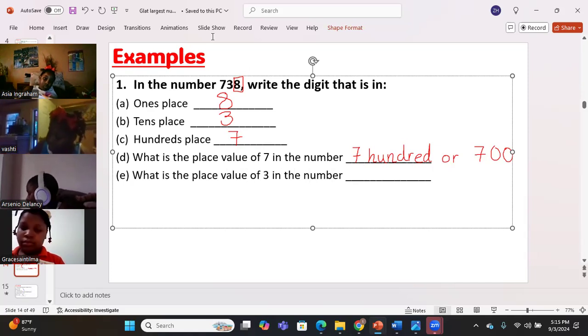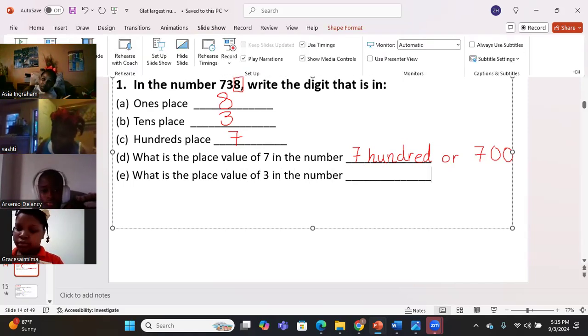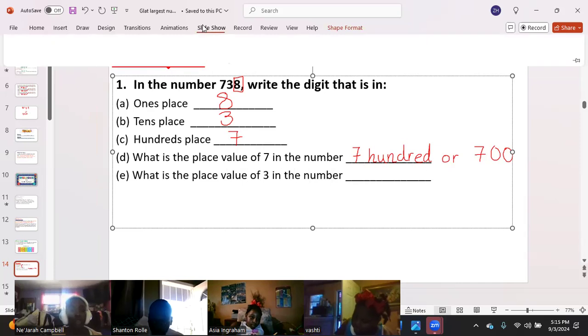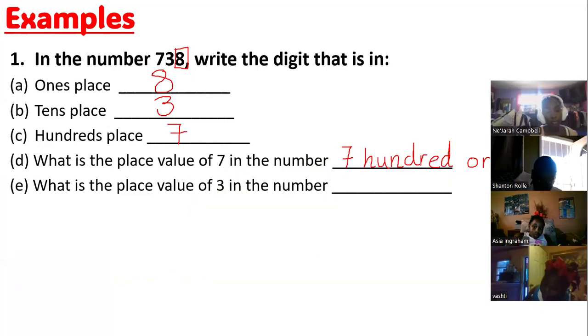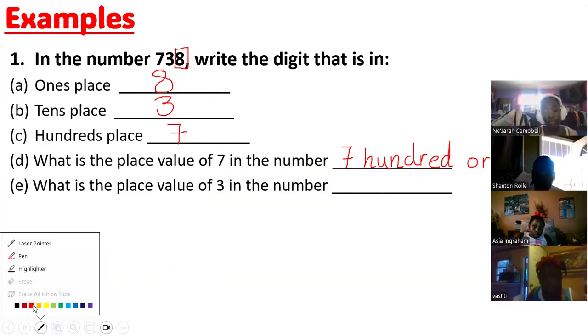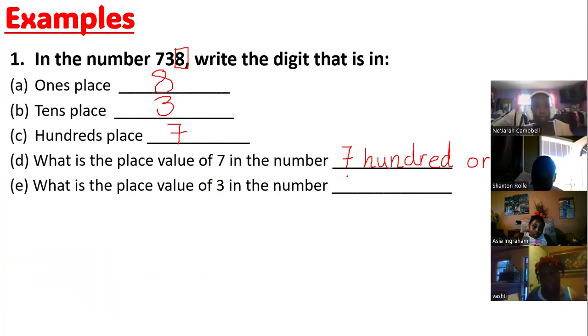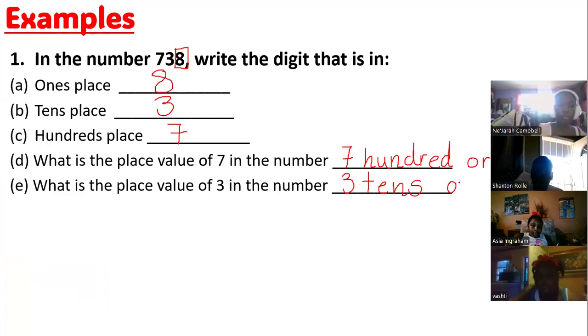Does anyone know? What is the place value of 3 in this number? 30. 30 in words. Let's do it in words first. What are we going to put in words? We're going to say what? 3 tens. Very good. 3 tens, or what? 30. Or 30. Very good.